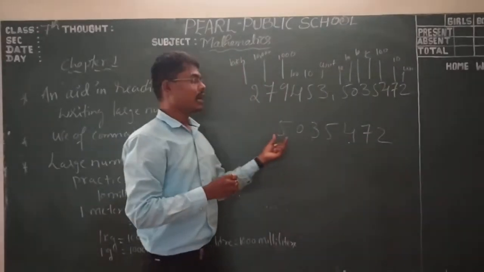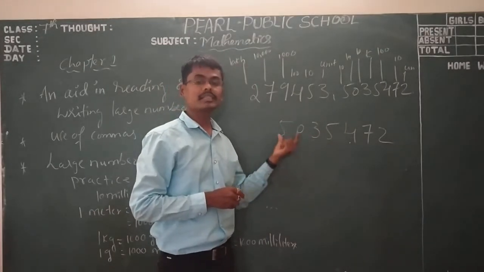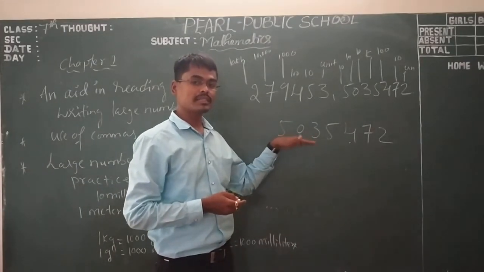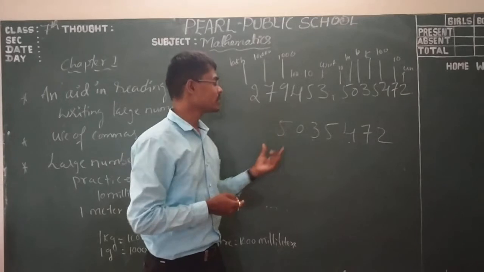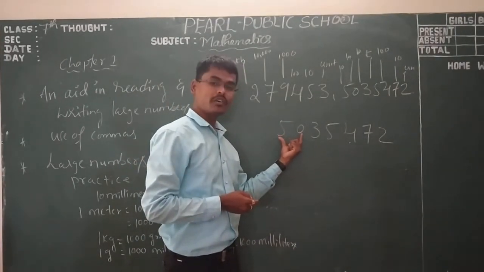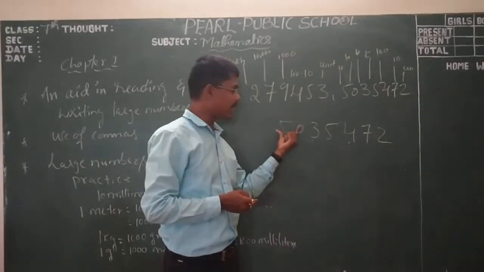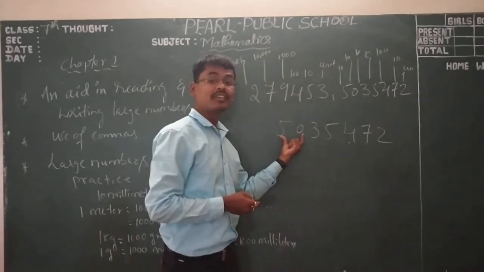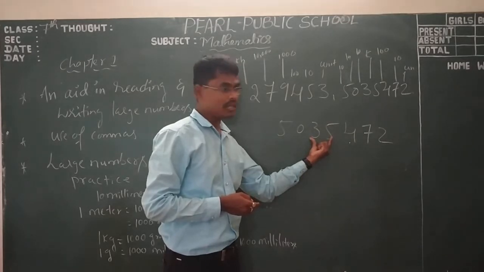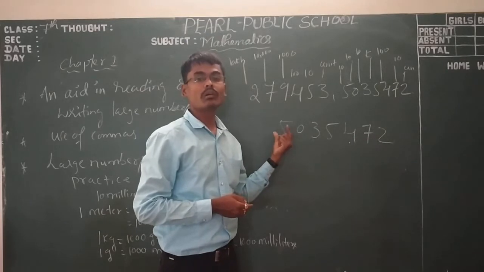Then how can I read, and how can I write these types of large numbers? By taking this example, how can I read now? Now look at this one, 50 lakh. Here I covered two positions. I covered the lakh as well as the 10 lakh position. For that reason this becomes 50 lakhs. Then this becomes 50 lakhs 35,472. Like that I am going to read.